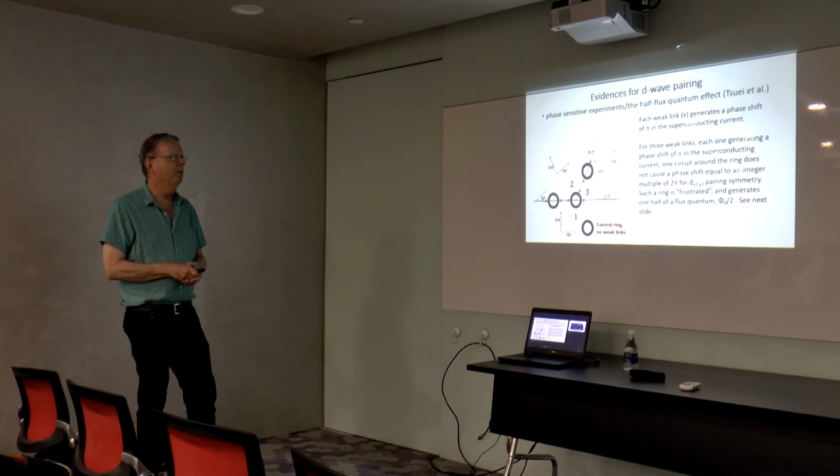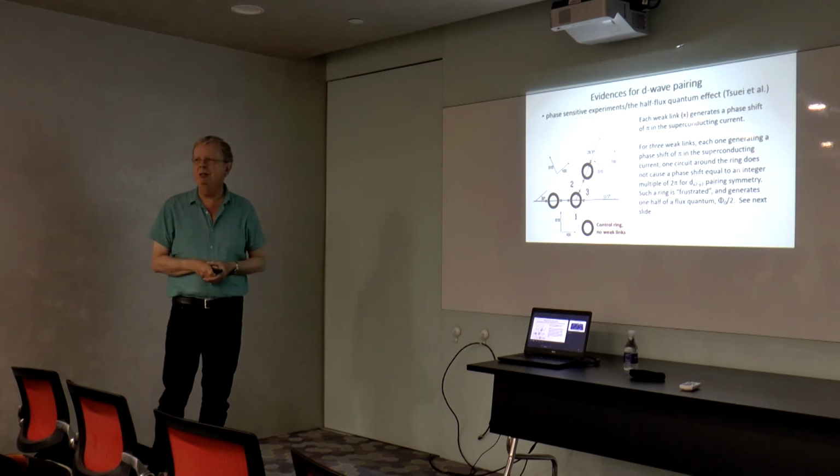And so, what you need is you need to go around the ring and get a shift of a multiple of 2 pi. For this one, can't do it. Okay? So, such a ring is frustrated, that's their word, and generates half of a flux quantum. And you say, well, that's a nice theory.